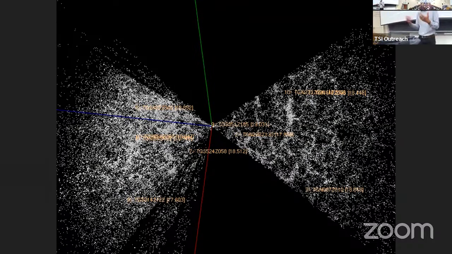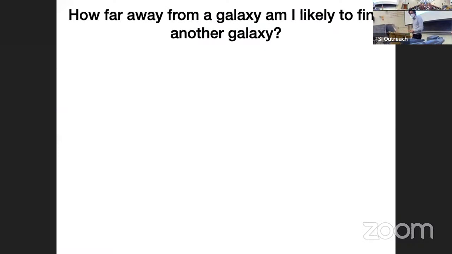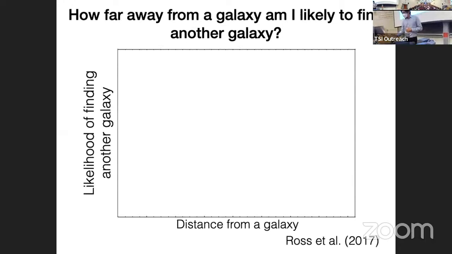Okay. So one question we often ask in cosmology is, how far away from a galaxy am I likely to find another galaxy? All right, so let's say I'm sitting in the Milky Way galaxy, our home galaxy. If I travel a certain distance away, am I really likely to find a galaxy? Am I unlikely to find a galaxy? We can make a plot where we plot, coming out a certain distance from the Milky Way, the chances of my finding another galaxy. And if we do it with data, it looks something like this. Okay.